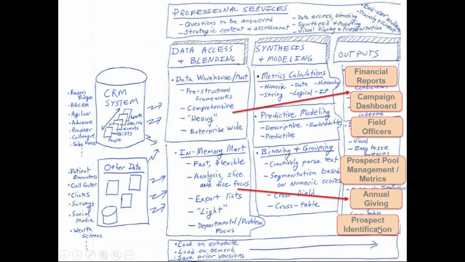So as to the question, we do probably the bulk of our work in major giving, but we're doing more and more, and we have quite a good practice going in annual giving with those kinds of things. If we're doing this, we can then take subsets of this and push it out to the field officers and do campaign dashboards and so forth.